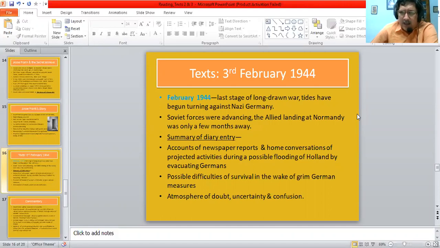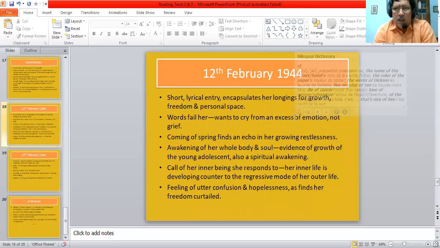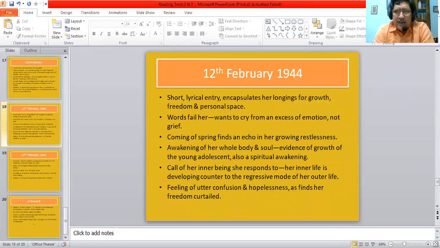She gives a close account of the conversations that she is hearing among the elders in the secret annex. So the atmosphere of doubt, uncertainty, and confusion is very clearly sketched. The second one that we have, the entry of 12th February 1944, is very different.